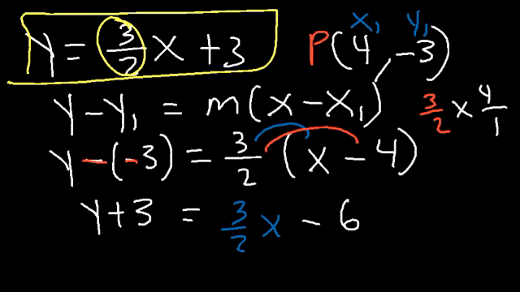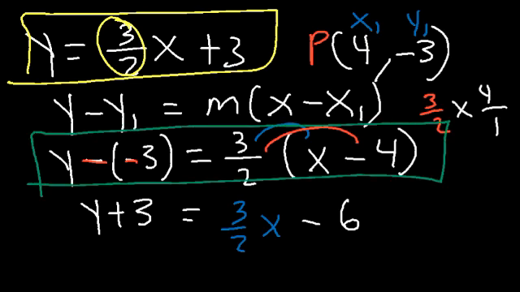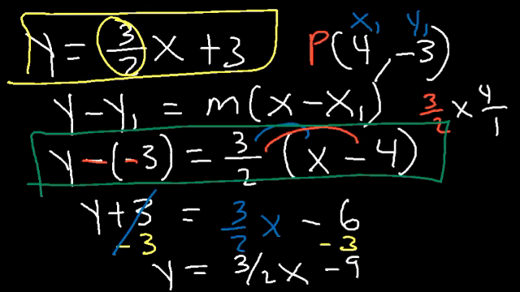Now, this is the answer in point-slope form, by the way. I should have mentioned that. It's y plus 3 equals 3 over 2 times x minus 4. That's the equation in point-slope form. Now once you distribute the 3 over 2, you're going to convert it into slope-intercept form. So to finish it, all I need to do is subtract both sides by 3. So the answer in slope-intercept form is y is equal to 3 over 2 x minus 9.